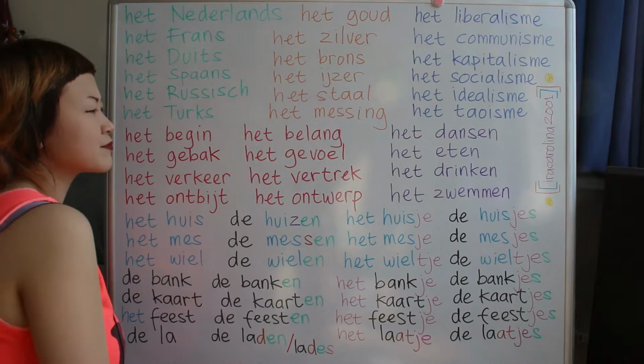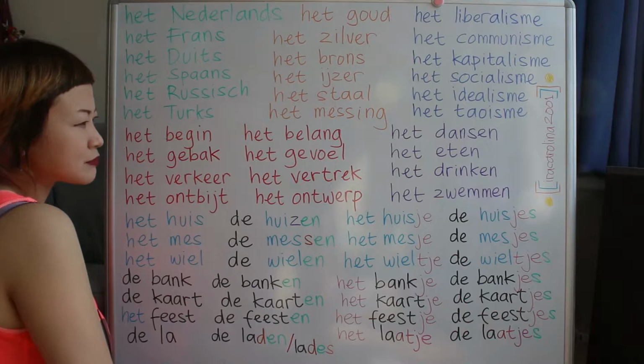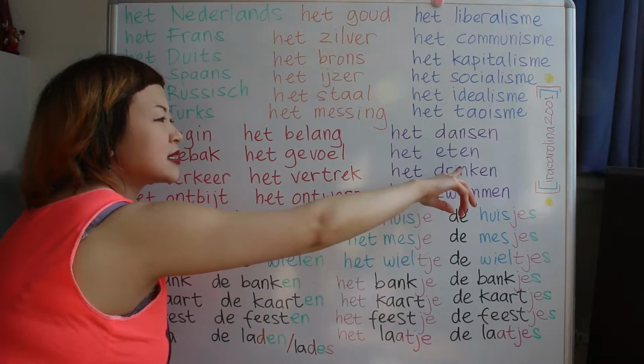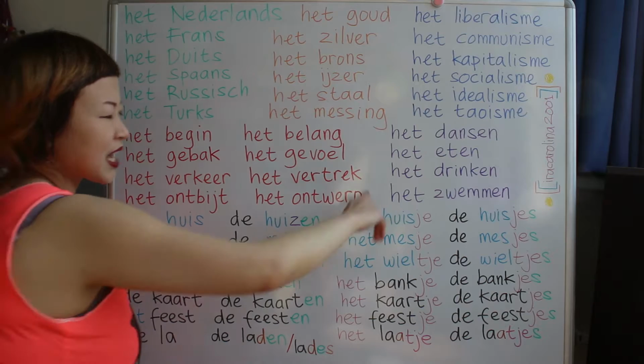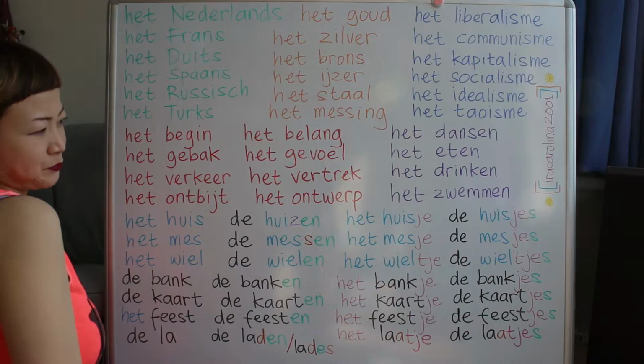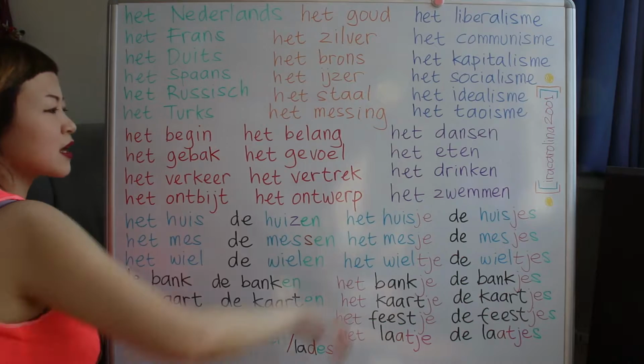Eten, eating. Verb. Het eten, the eating. Noun. Drinken, drinking. Verb. Het drinken, the drinking. Noun. Zwemmen, swimming. Verb. It becomes a noun. Het zwemmen, the swimming.